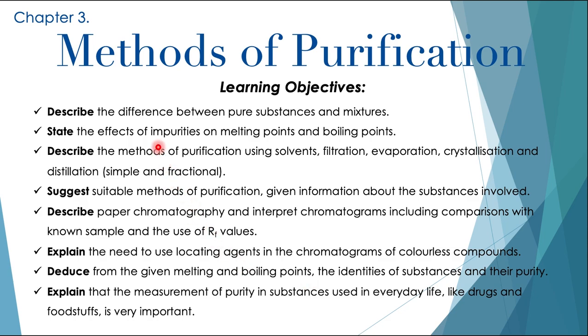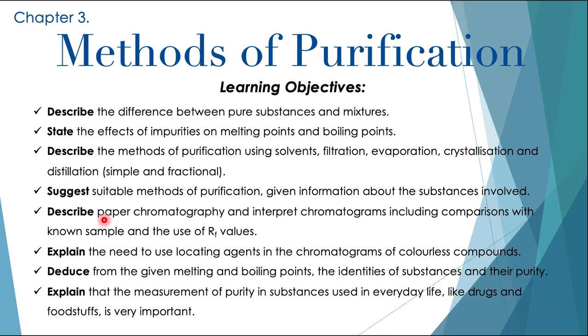So, in this chapter, we're going to learn to describe the difference between pure substances and mixtures. We're going to state the effects of impurities on melting points and boiling points, describe the methods of purification using solvents, filtration, evaporation, crystallization, and distillation, simple and fractional. We're going to learn to suggest suitable methods for purification, given information about the substances involved.